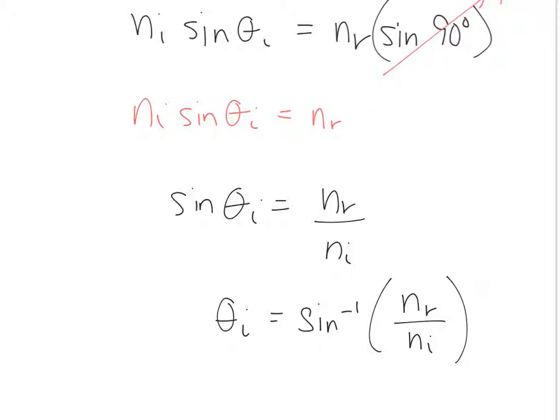What's water's index of refraction? 1.33. And air is only 1, right? So you get the sine inverse of 1 over 1.33 to figure out the angle needed to get total internal reflection when going from water to air. So based on the materials, the angle will change.